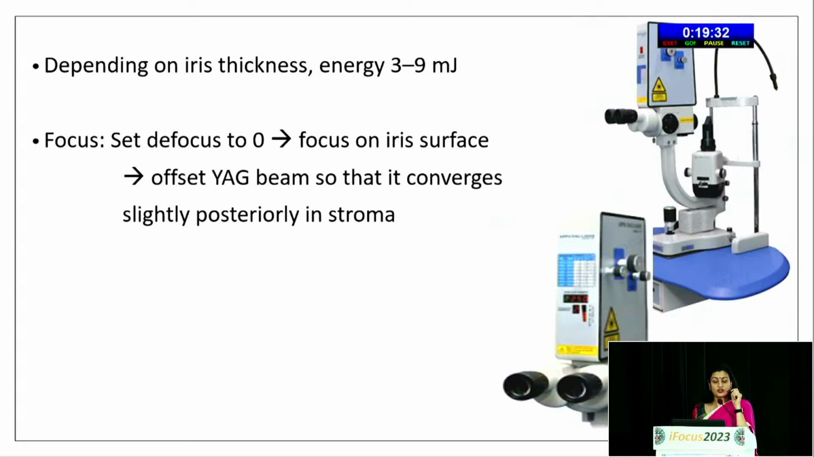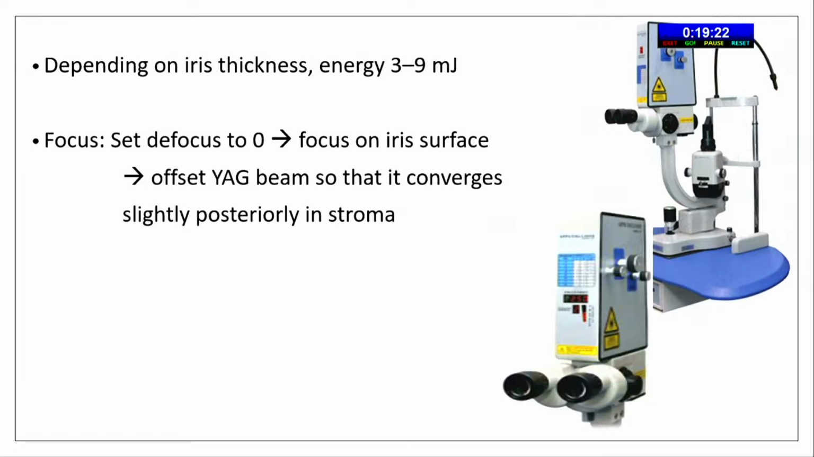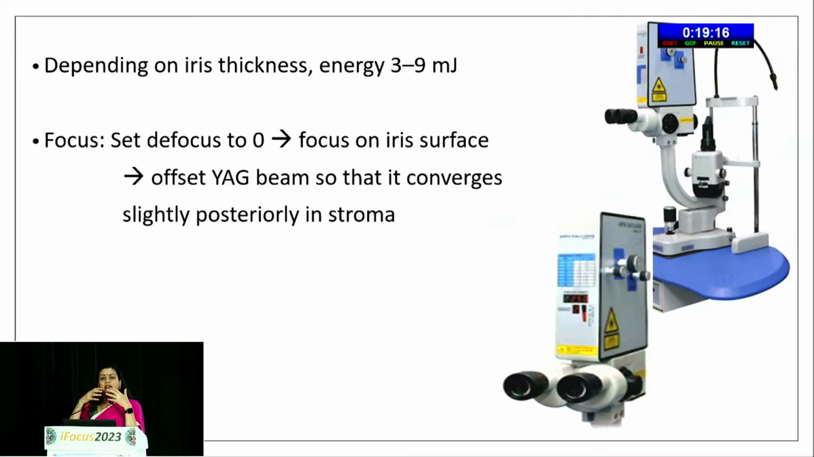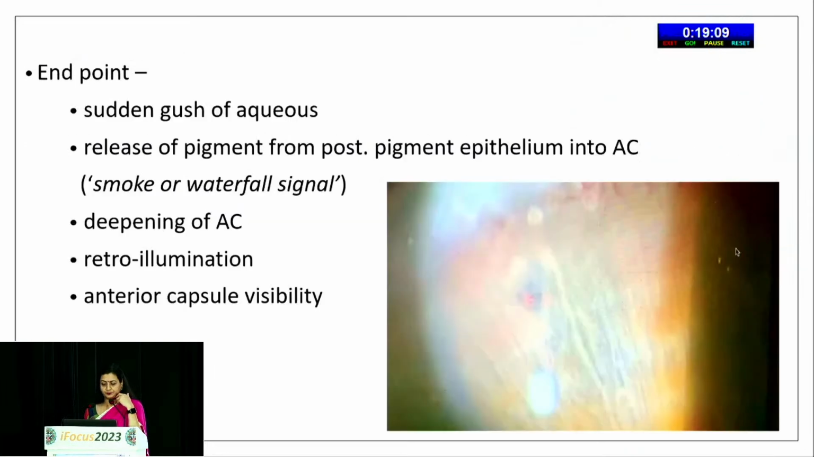The focus should always be set first at 0 so that you focus on the iris surface, and then slightly posteriorly offset so that it converges posteriorly on the iris stroma. Because of this posterior offset, the plasma wave which is created from the laser shot will come anteriorly, that is, towards you, so it will help to penetrate the anterior iris surface also.